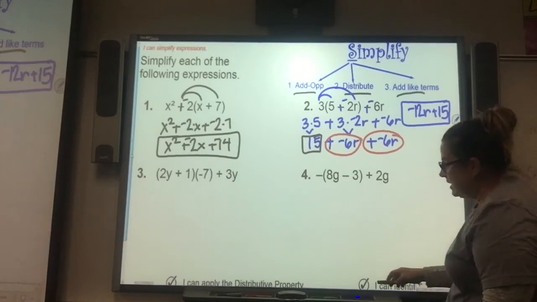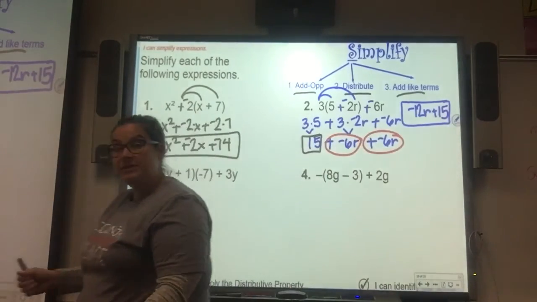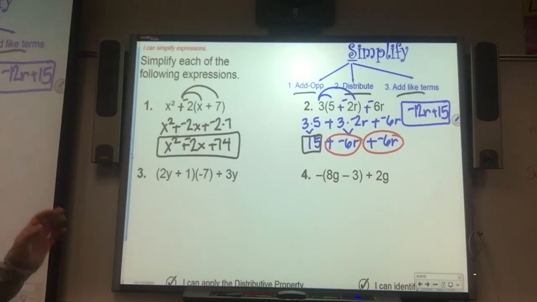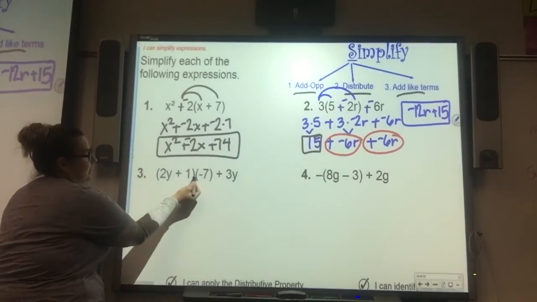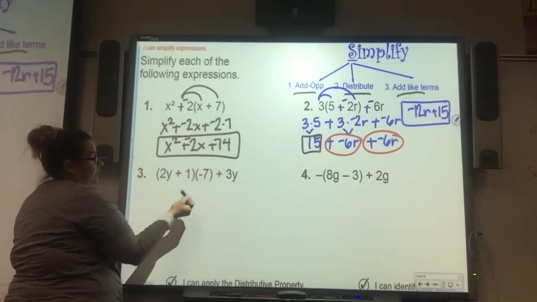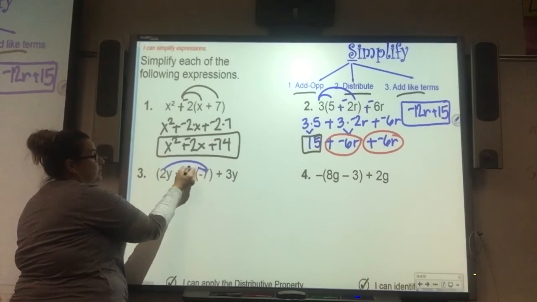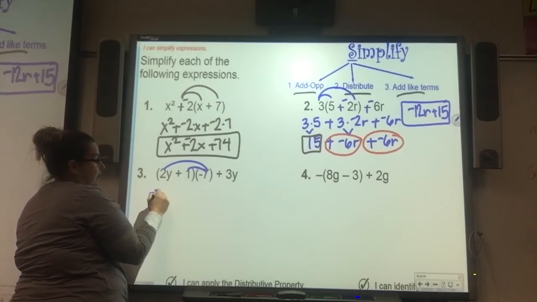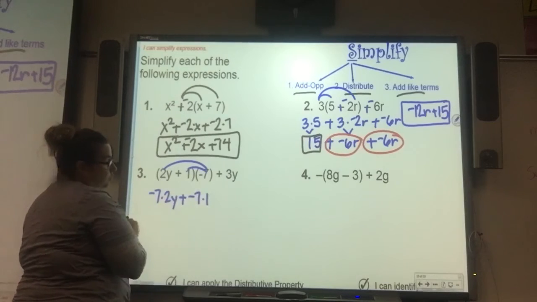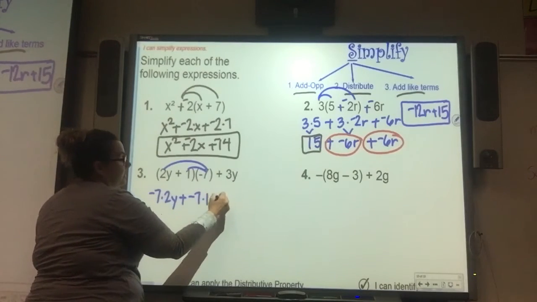Looking at number 3. This one's different. Think about what looks different with this one compared to what you've seen. You got it. The number that we're going to distribute is connected to the back of the parentheses, not the front like we've been seeing. So we're still going to distribute negative 7 times 2y plus negative 7 times 1 plus 3y.